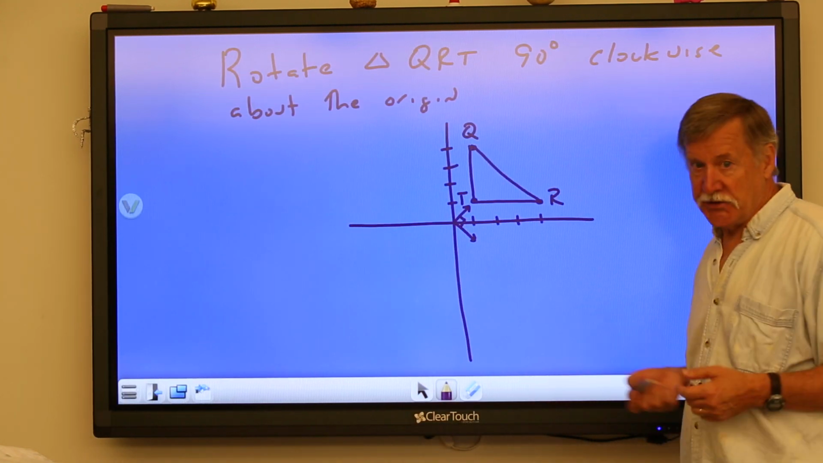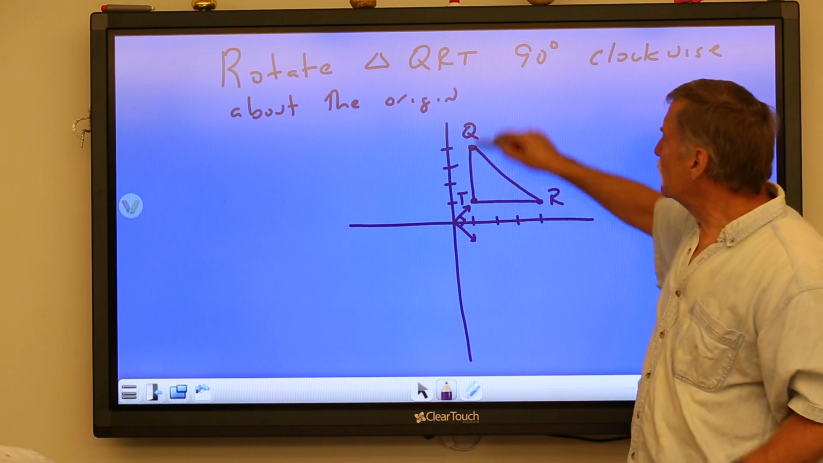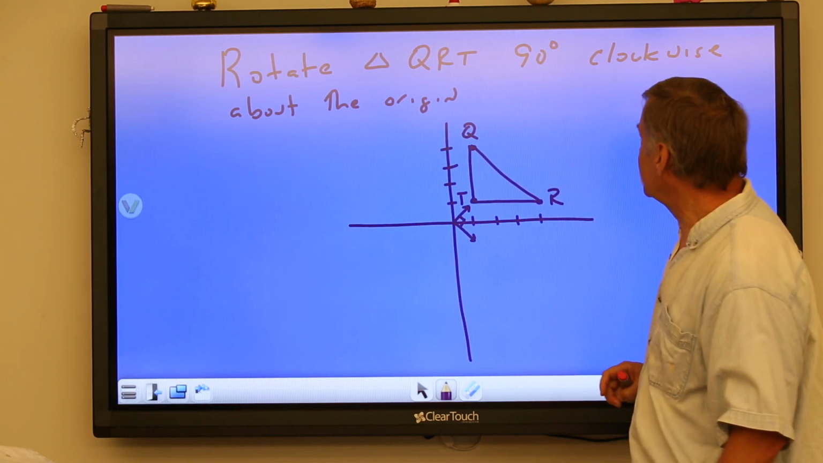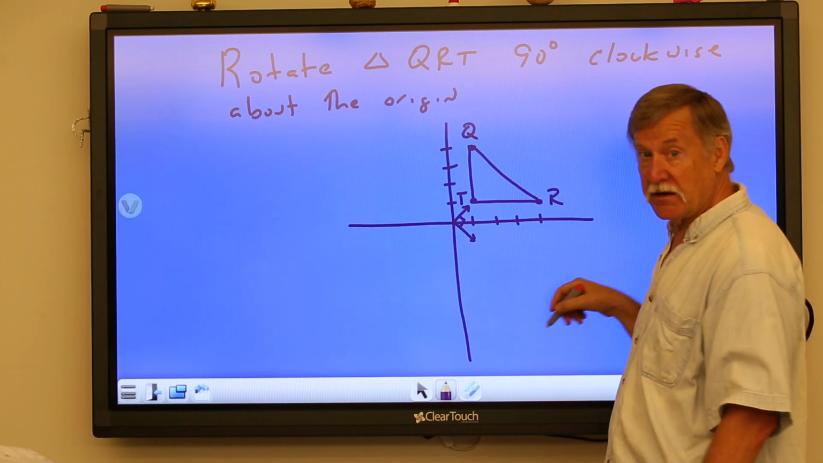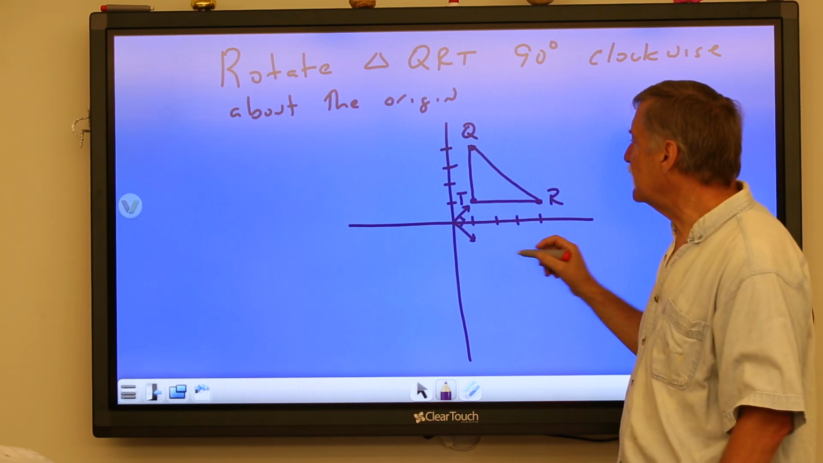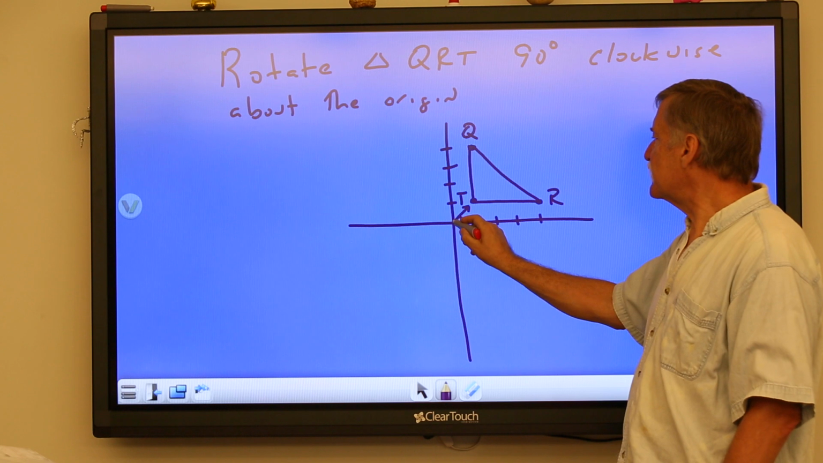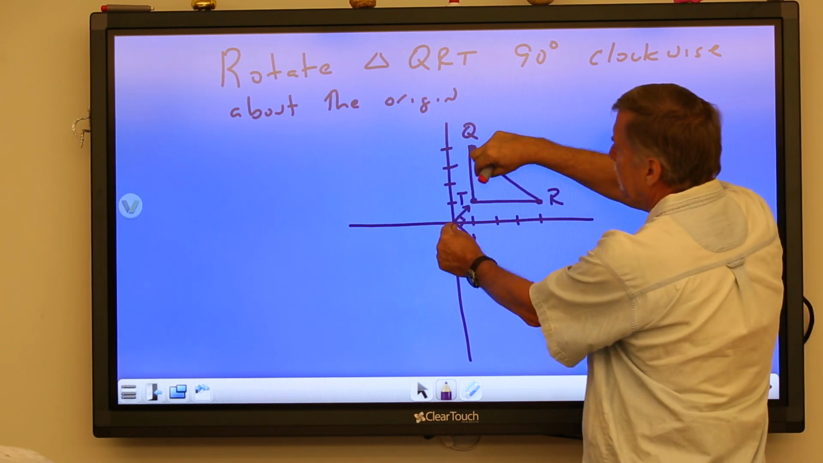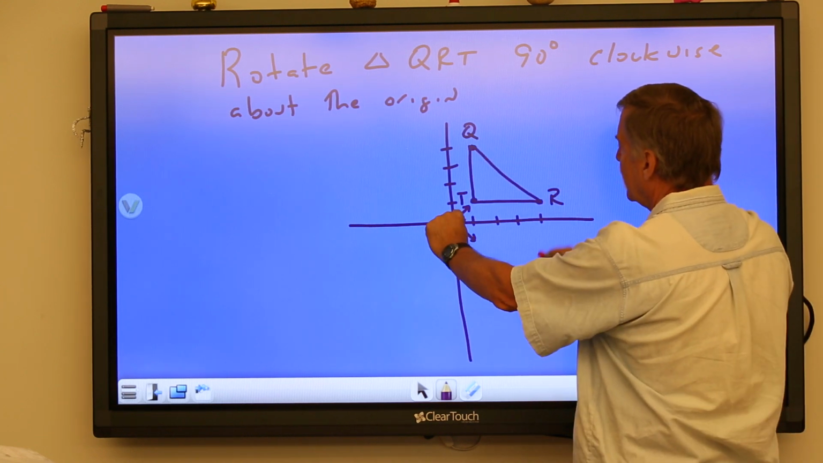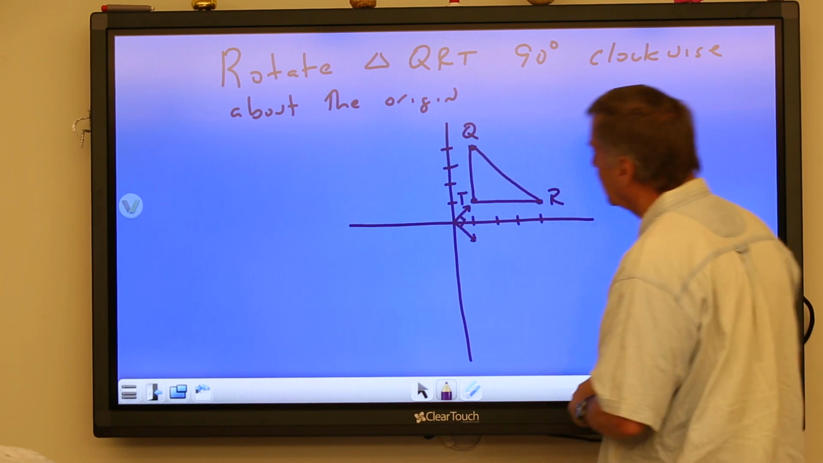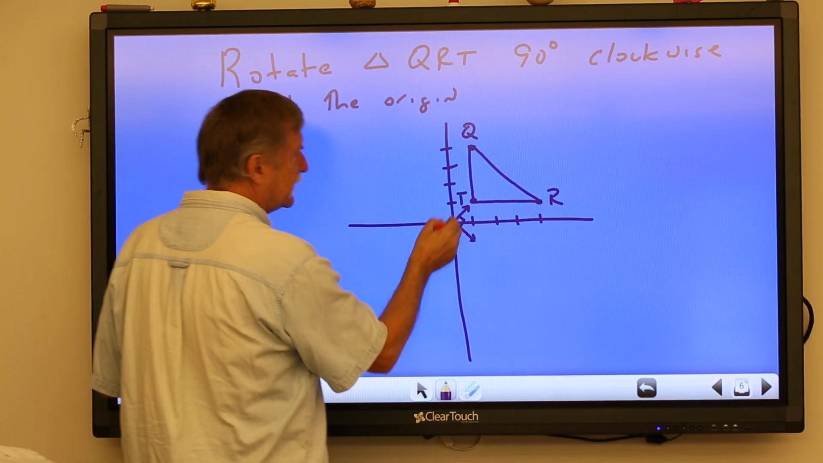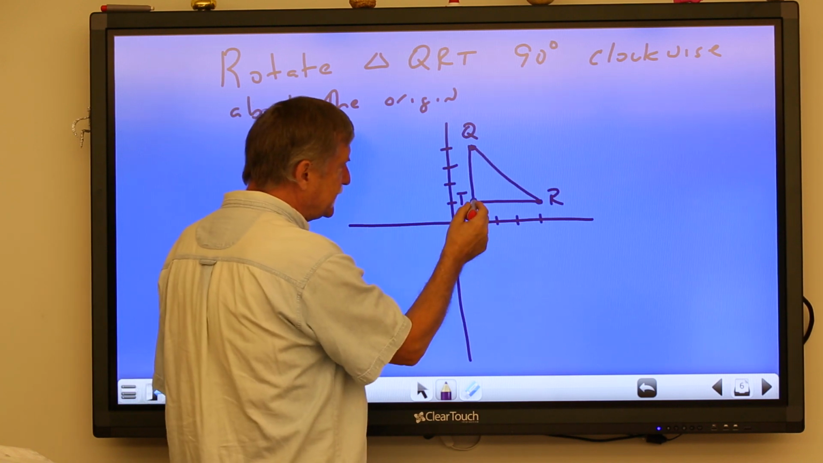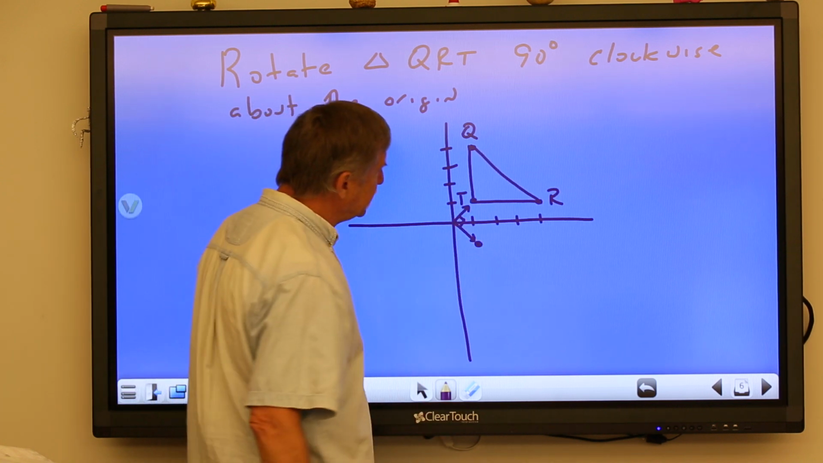Let's do a rotation, all right? Here we're to rotate triangle QRT 90 degrees clockwise, the direction the second hand goes on a clock, about the origin. So in other words, I start at the origin, it's like I got a string attached to this triangle, and I'm rotating it 90 degrees, all right?